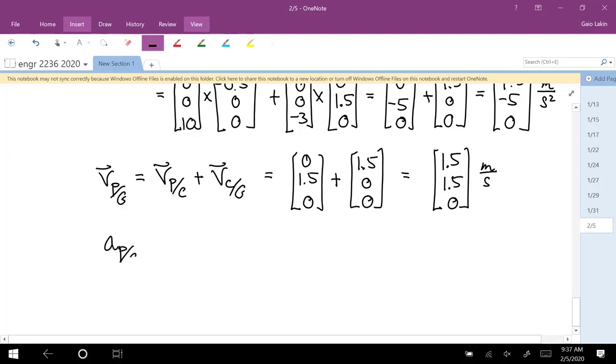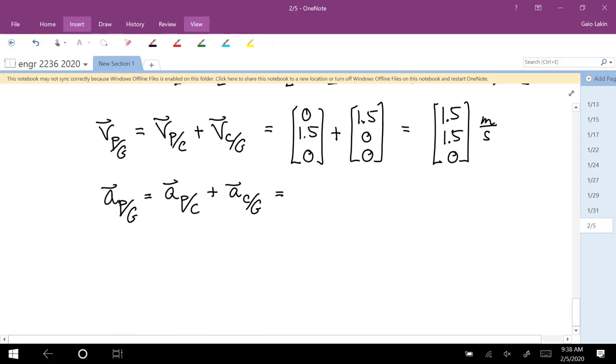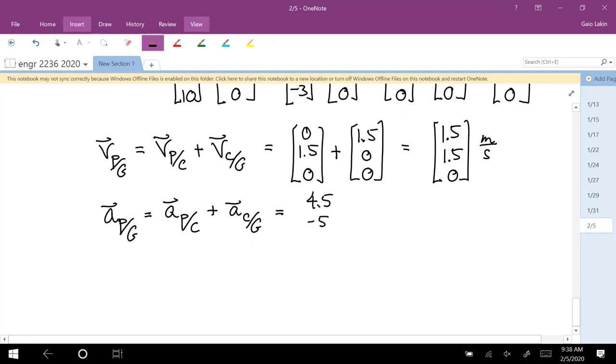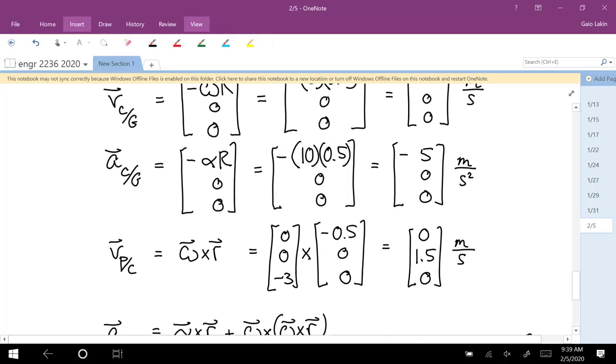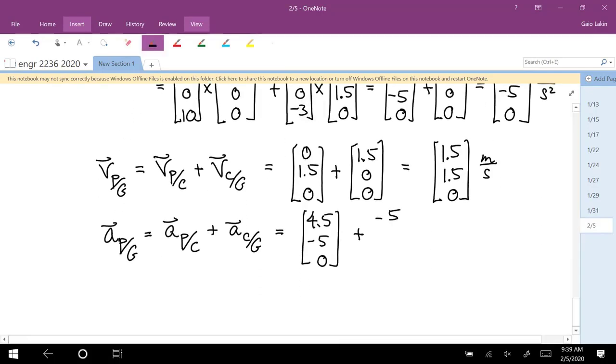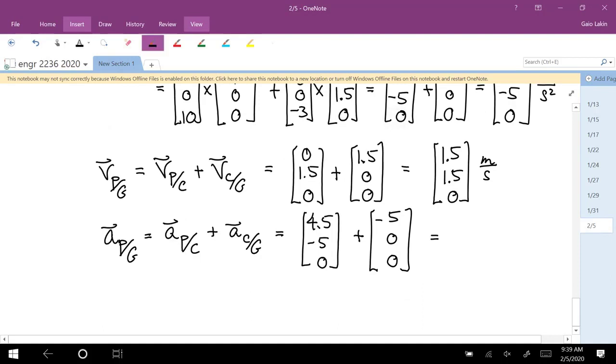And then the acceleration of P relative to the ground. So acceleration of P relative to the ground is acceleration of P relative to the center plus acceleration of the center relative to the ground. Acceleration of P relative to the center is 4.5, -5, 0. Acceleration of the center relative to the ground is -5, 0, 0. And so add these two up, you get -0.5, -5, 0.